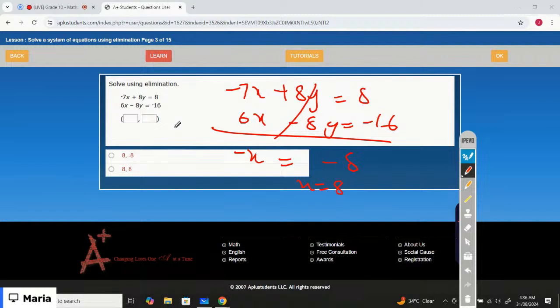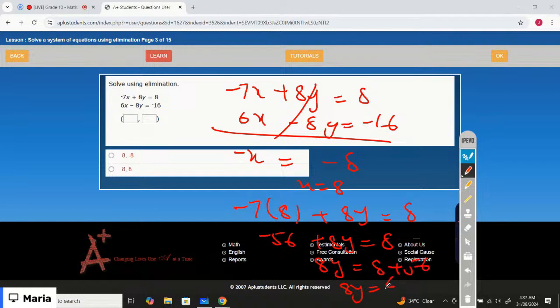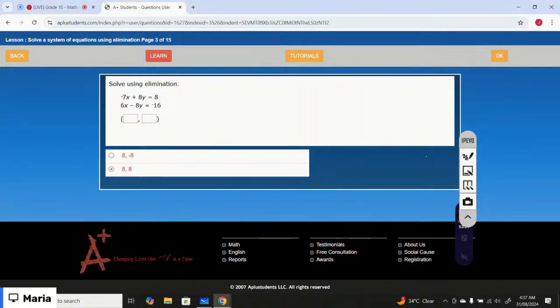Now substitute x equals 8 in any of the equations and you can find the value of y. So negative 7 times 8 is negative 56, so negative 56 plus 8y equals 8. Then 8y equals 8 plus 56, right? So 8y equals 64 and y equals 8. So the correct option is y equals 8. So 8 and 8 is the correct option. Got it? Option number 2 is the correct option.